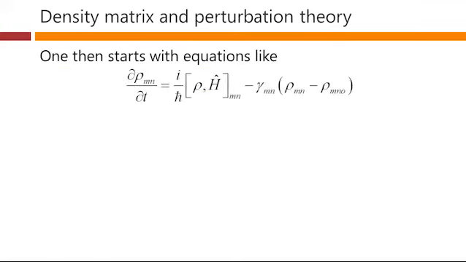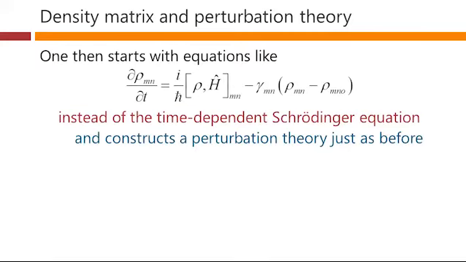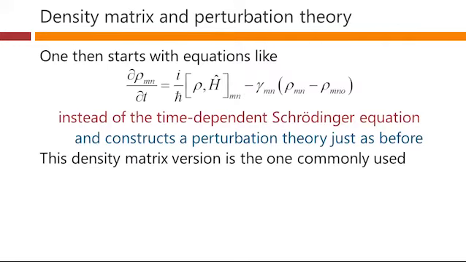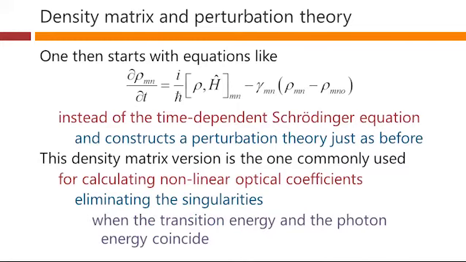One then starts with equations like this one, instead of the time-dependent Schrödinger equation, and constructs a perturbation theory just as before. This density matrix version is the one commonly used for calculating nonlinear optical coefficients, eliminating the singularities when the transition energy and the photon energy coincide. So we won't do that here, but essentially, it's the same kind of construction we would end up doing, just with somewhat different algebra and a somewhat different description.